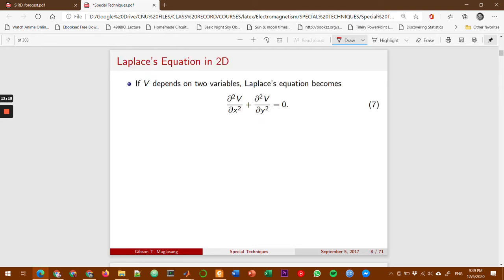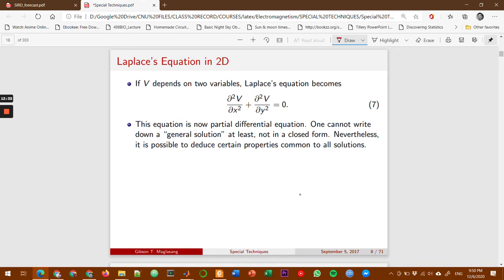So in 2 dimensions, your Laplace equation becomes this equation 7. Again, it has no local minima or maxima because of this equation. And this is a partial differential equation. One cannot write down a general solution, at least not in a closed form. But nevertheless, it is possible to deduce certain properties common to all solutions.